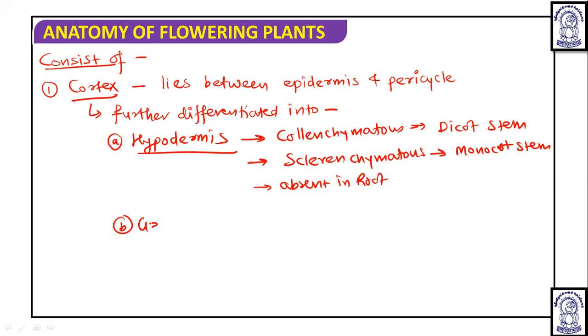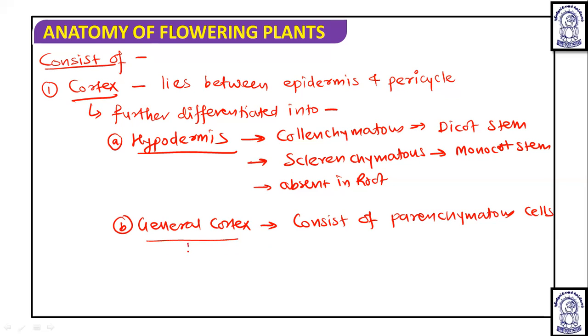The second part of this cortex is the general cortex. And this general cortex consists of parenchymatous cells. And if we talk about this general cortex, its main function is storage of food. And the third one is endodermis.